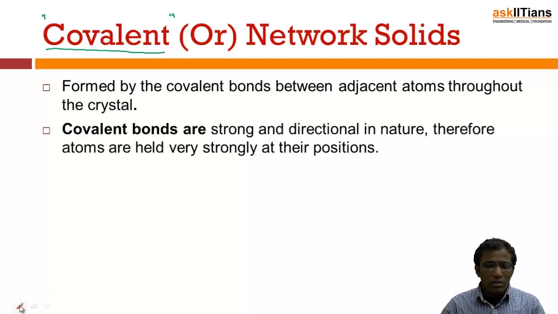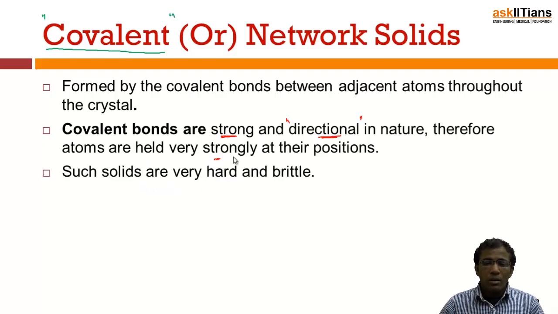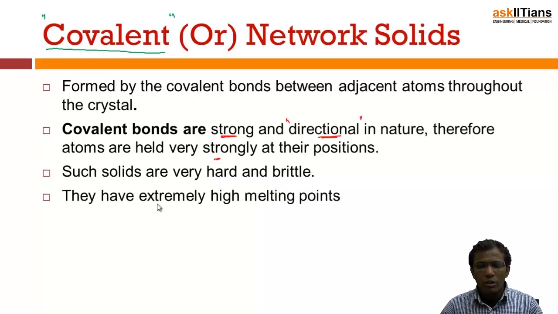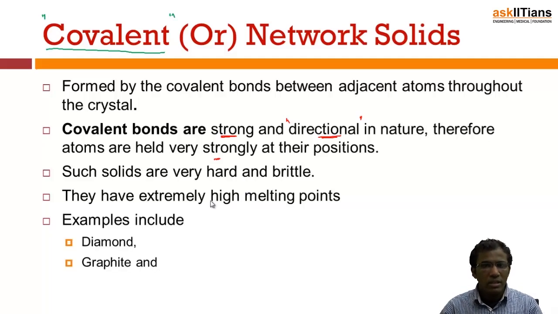We know that covalent bonds are formed by the sharing of electrons, and these covalent bonds are strong as well as directional in nature. Therefore, atoms are held very strongly at their positions. Because the strength of the covalent bond is high, these solids are very hard and brittle. They don't get deformed. They also have extremely high melting points.